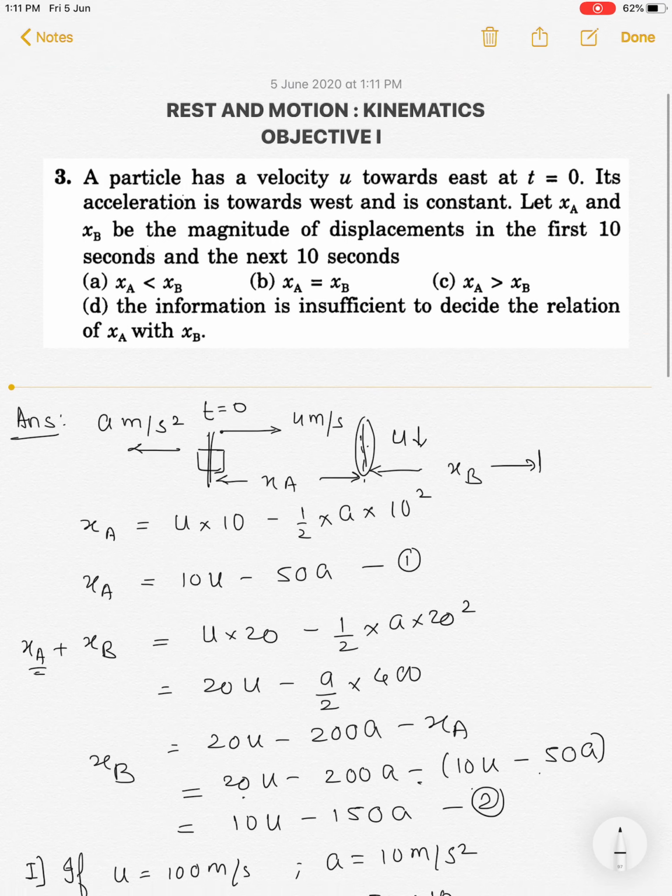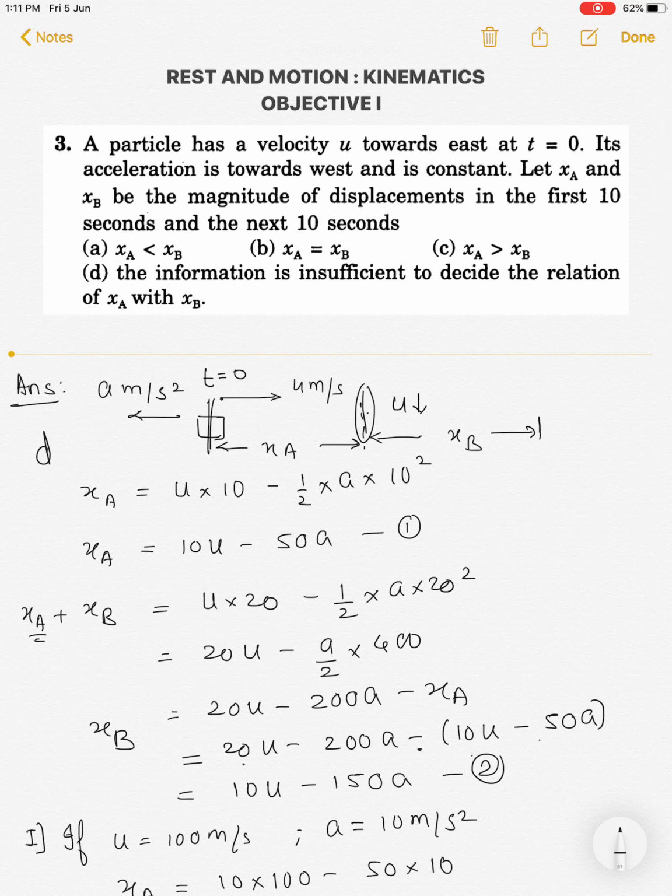So as all possible cases are arising from this, we can say the correct answer is D. The information is insufficient, we cannot decide because it depends on the value of u and a. Okay, thank you.